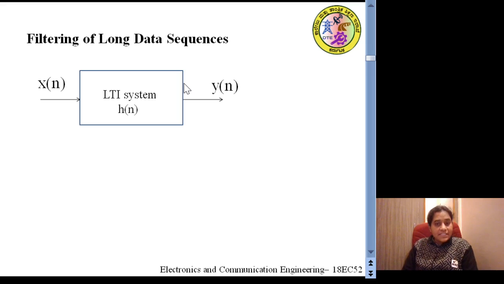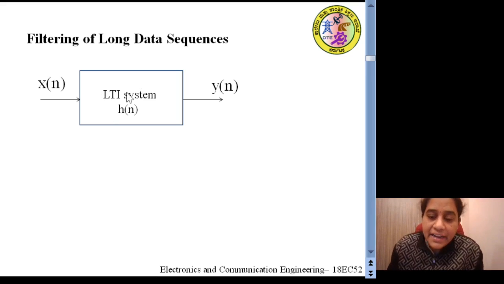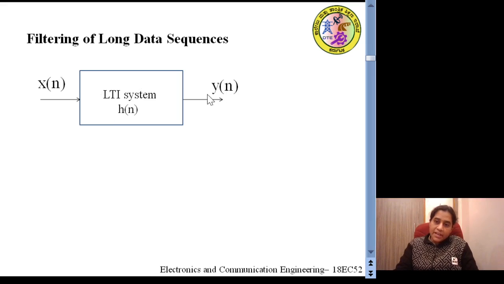Here, the LTI system we are considering is basically acting as a filter system. Basically, we are considering it as an FIR system, as this particular system does not have any feedback in its structure. So, our FIR filter has its impulse response h of n, to which we are giving the long input data x of n. If we give the long input data x of n to this LTI system, the output we get will be the linearly convolved output of the sequences x of n and h of n.